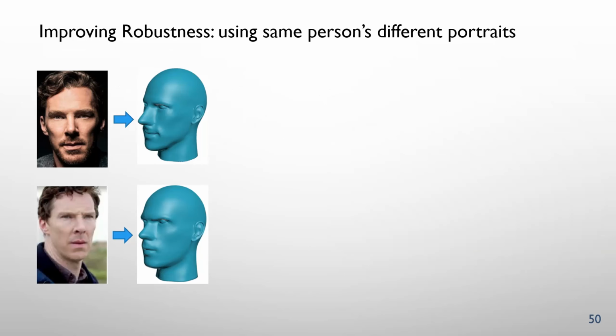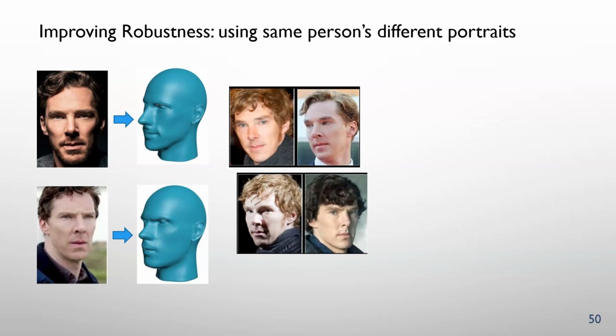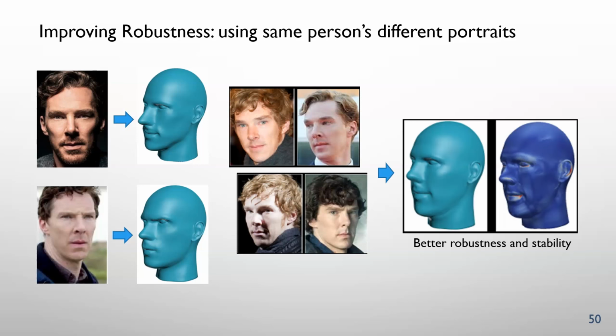Another issue is that the 3D face reconstruction result is often affected by the portrait photo used. So the same person's different portraits may lead to different 3D face geometries if we use different photos. To make this procedure more stable and robust, we can make use of multiple photos coming from the same person. Then we can enforce the reconstruction to converge to similar geometric parameters. Okay, then with this, we'll be able to get a more stable 3D reconstruction. So this shows some examples. We use multiple photos of the same person, asking the geometry to be similar, and then the results will be more stable.